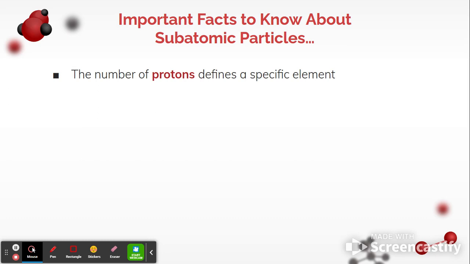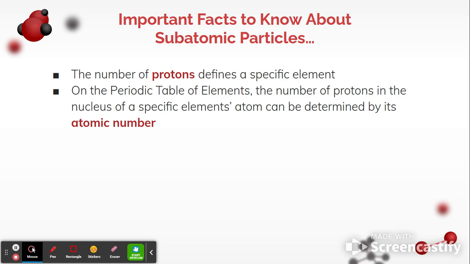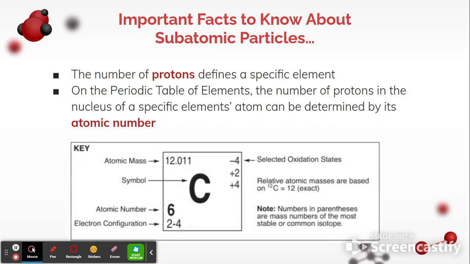The number of protons is what would be referred to as the atomic number of an element. Each element has a specific number of protons, and the number of protons in that element is indicative of what element it is. The number of protons in the nucleus of a specific element's atom is its atomic number. We've already discussed this. So in this depiction of a carbon atom, we see the atomic number, the number in bold, is 6. This is indicative of the fact that carbon has 6 protons.